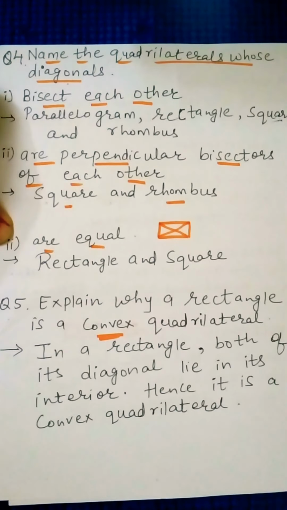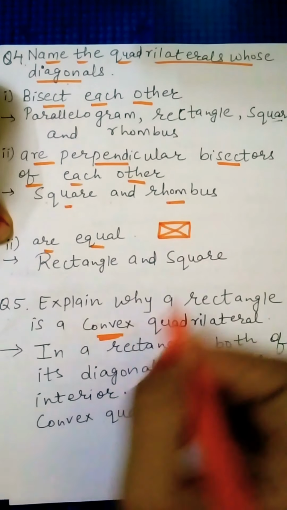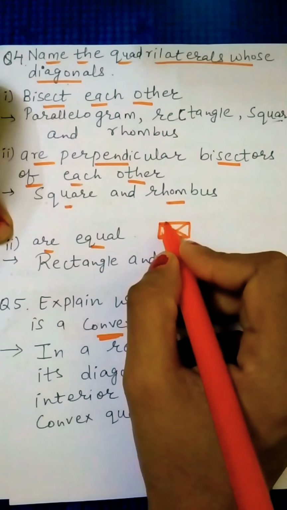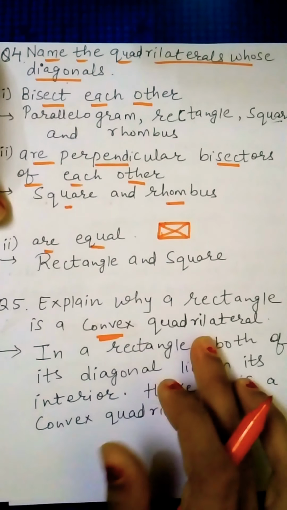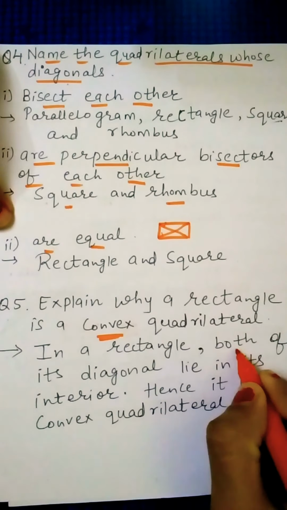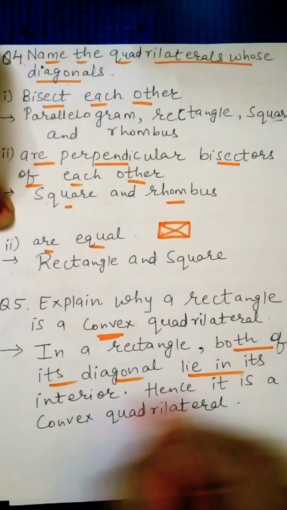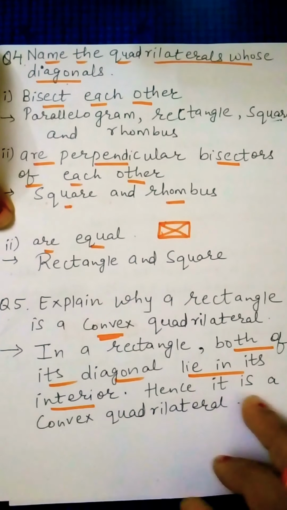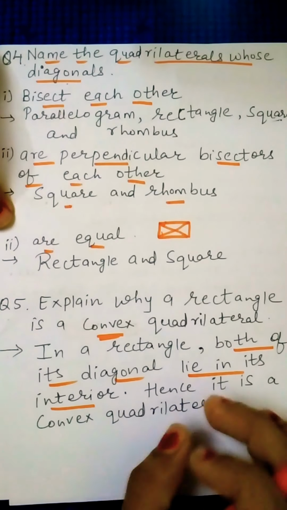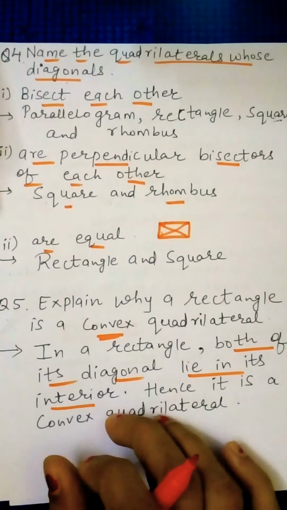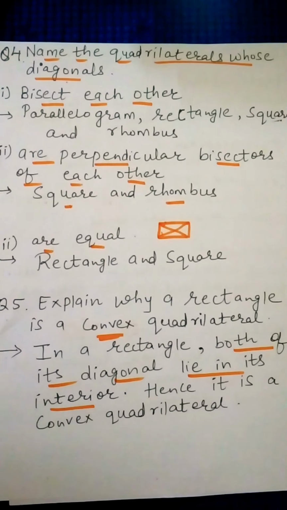Normally when we see concave quadrilateral, diagonals lie outside the figure. Also in rectangle, all the angles measure less than 180 degree. So that is why rectangle is a convex quadrilateral and both of its diagonals lie in the interior. Hence it is a convex quadrilateral. So rectangle is a convex quadrilateral. So this was question number 4 and 5 of exercise 3.4.